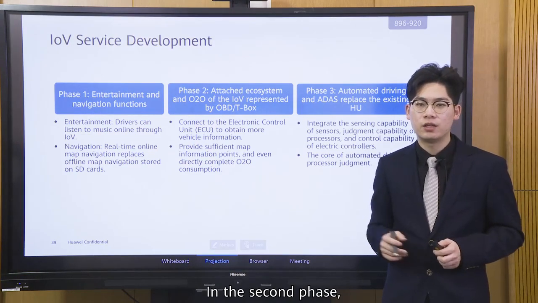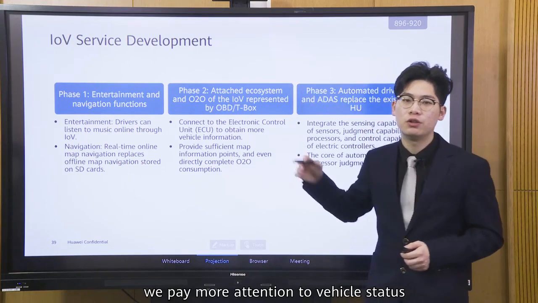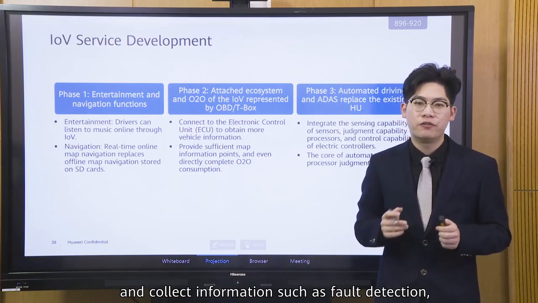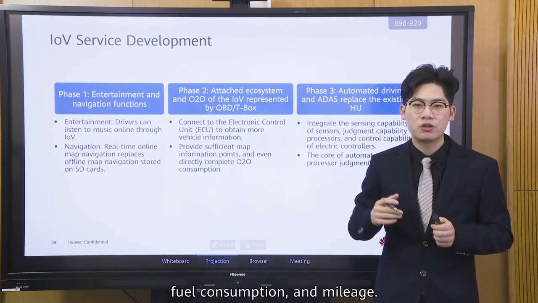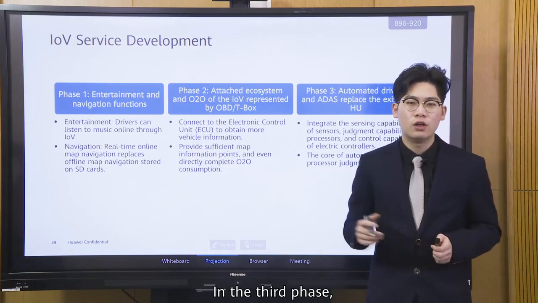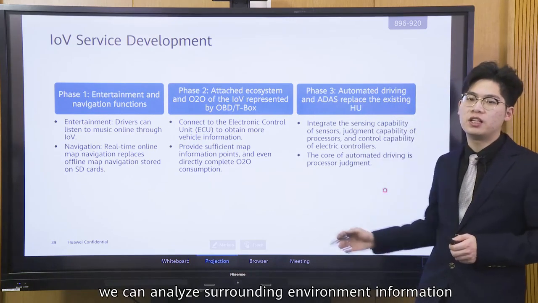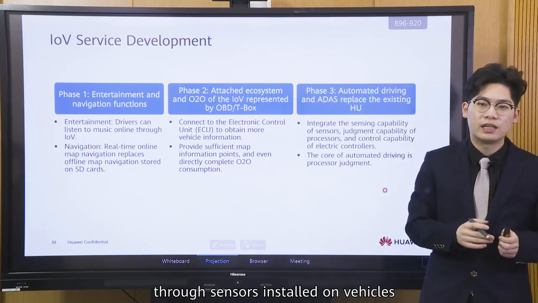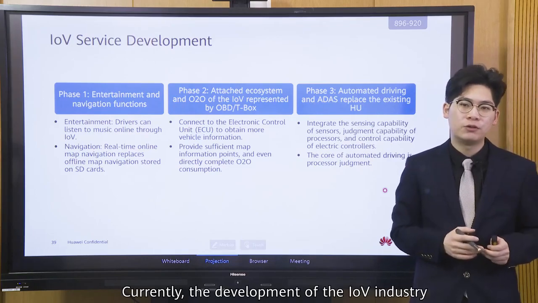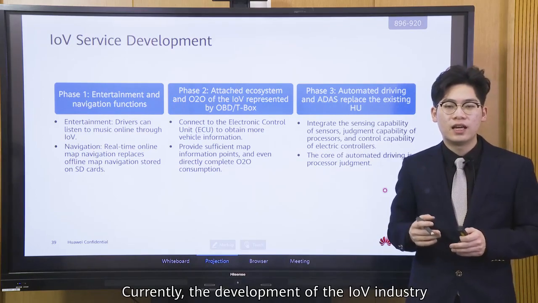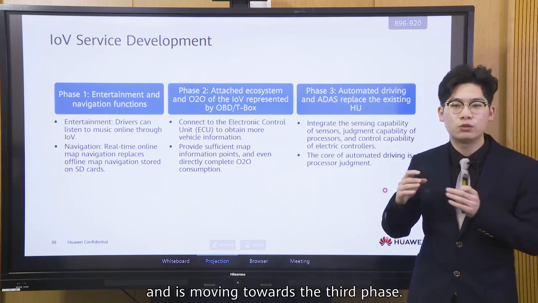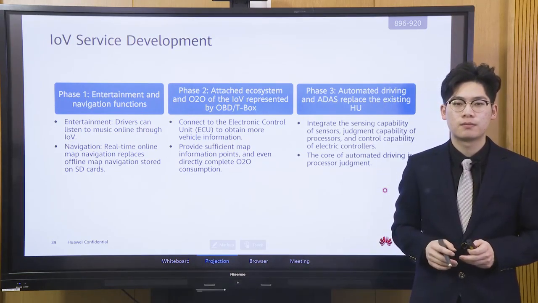In the second phase, we pay more attention to vehicle status and collect information such as fault detection, fuel consumption, and mileage. In the third phase, we can analyze surrounding environment information through sensors installed on vehicles to achieve automated driving. Currently, the development of the IoV industry is in the second phase and is moving towards the third phase.